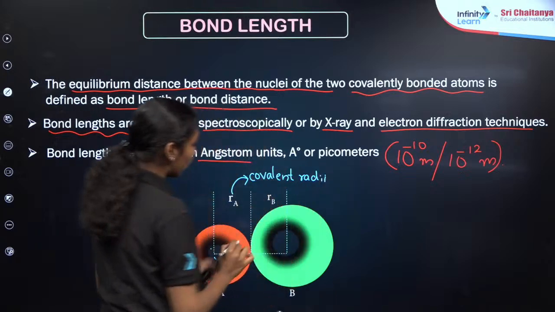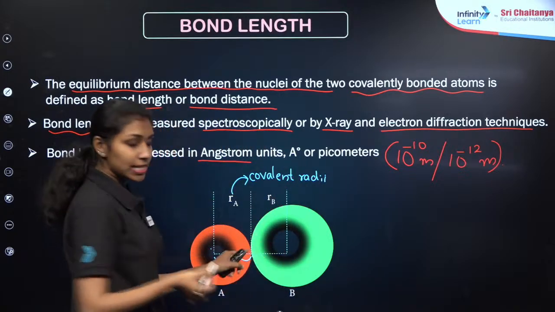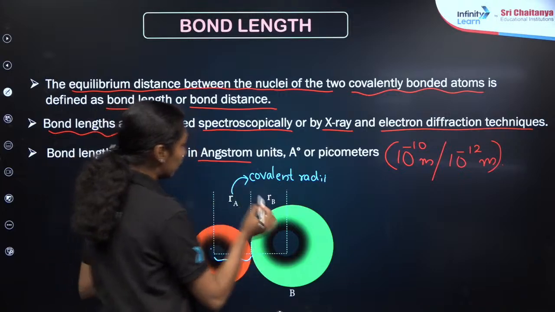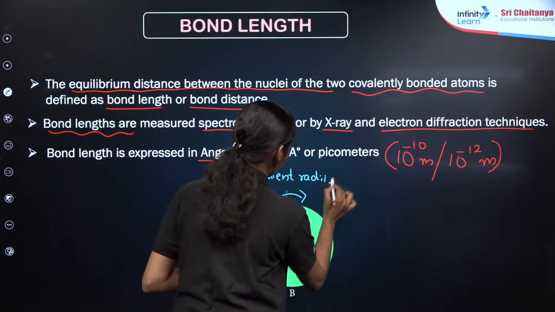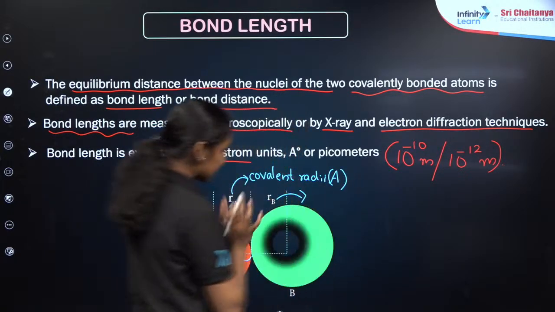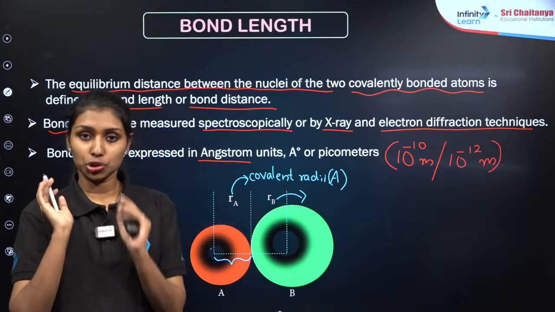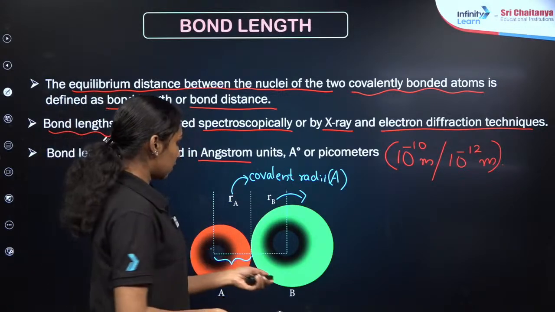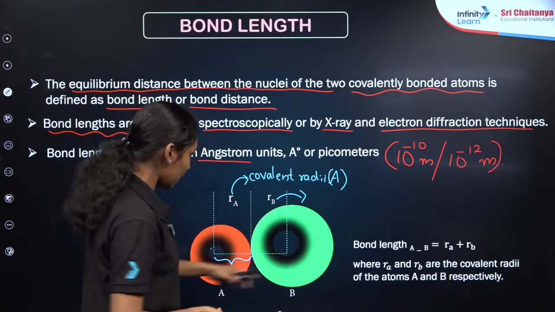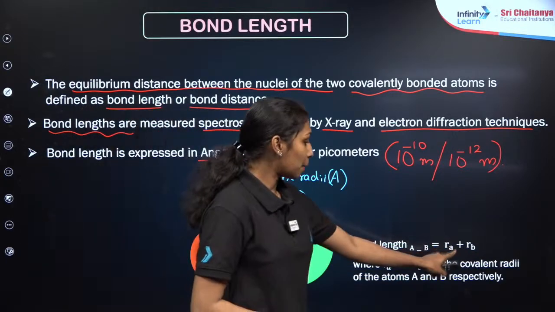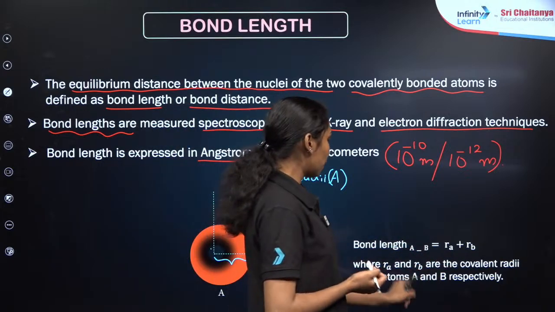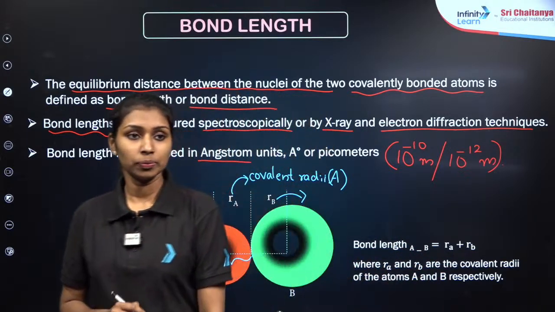Then what about the second one, Rb? It is the half of the distance between the nuclei of the atom towards the center, right? Rb is known as the covalent radii of B. So we can say that the complete bond length of the two atoms will be the sum of covalent radii of each atom. As you can see here, bond length of AB is equal to Ra plus Rb, where Ra is the covalent radii of A and Rb is the covalent radii of B respectively. Clear?